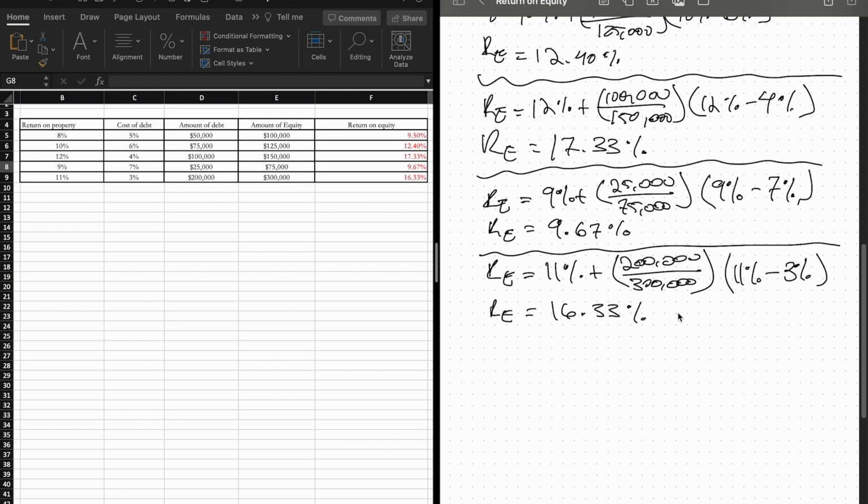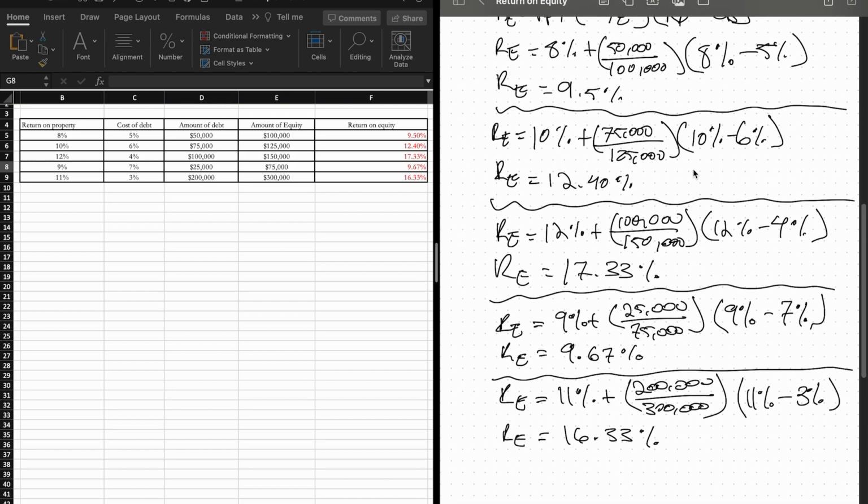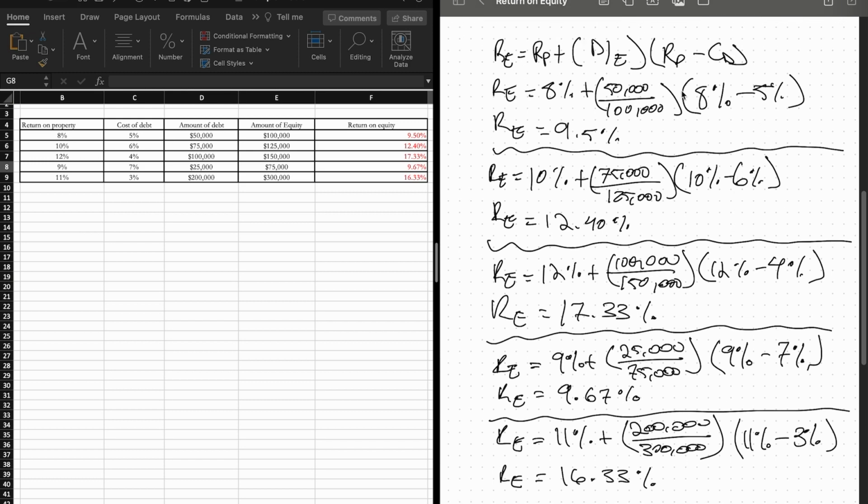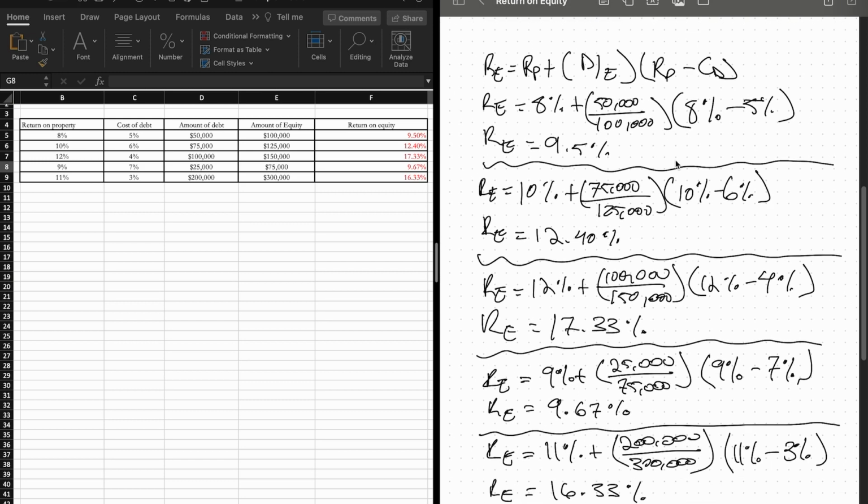As you can see, when you have a cost of debt of 3%, you end up with a return on equity of 16.33%. A cost of debt of 4% gives you a return on equity of 17.33%. So as the cost of debt goes up, that return tends to go down.